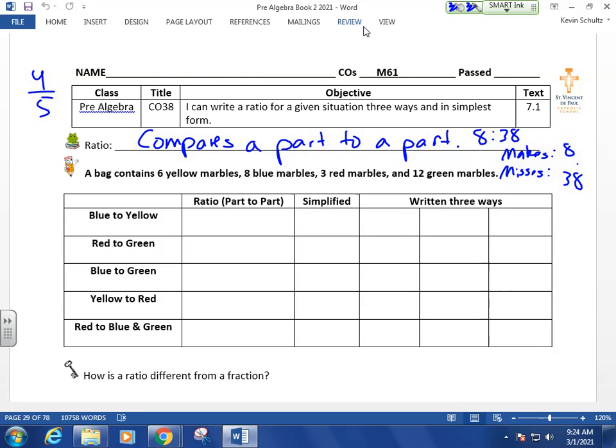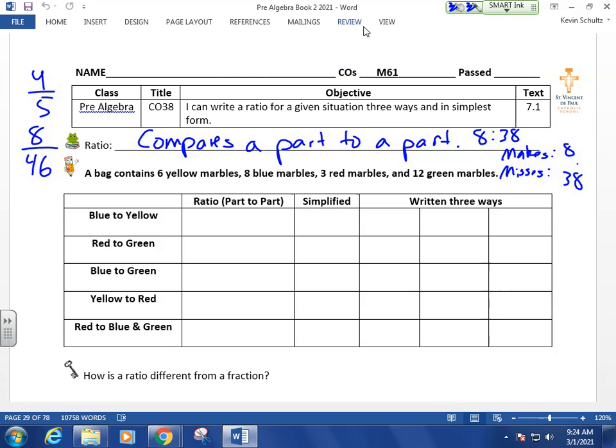How many shots were taken total? If you made 8, missed 38, how many shots were taken? 46. So the whole is still there, right? We can still identify what the whole is. If we wrote this as a fraction, we would say that we made 8 out of 46 shots. But what a ratio does is it very distinctly defines, if you made 8, how many did you miss?